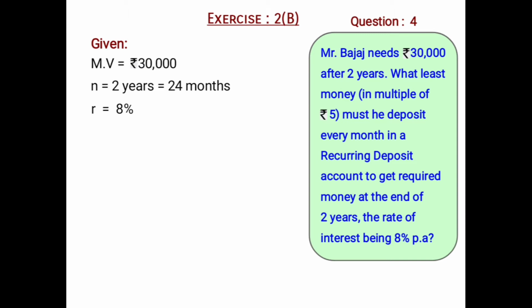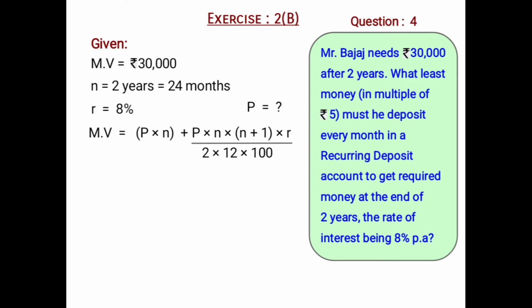Now in this question they are asking us to find the value of P, which should be a multiple of 5. We know the formula MV. Now we are going to substitute the values of MV, N and R. 30,000 equals to, we don't know the P value, so I am writing it as P into 24 plus P into 24, 24 plus 1, 25 into 8 whole divided by 2 into 12 into 100.